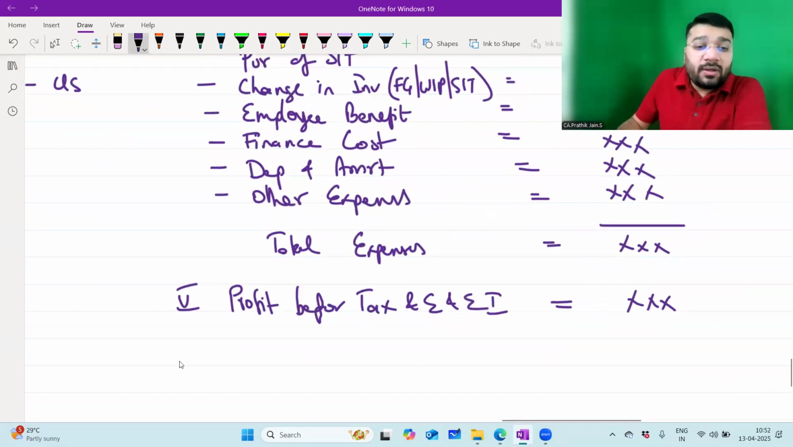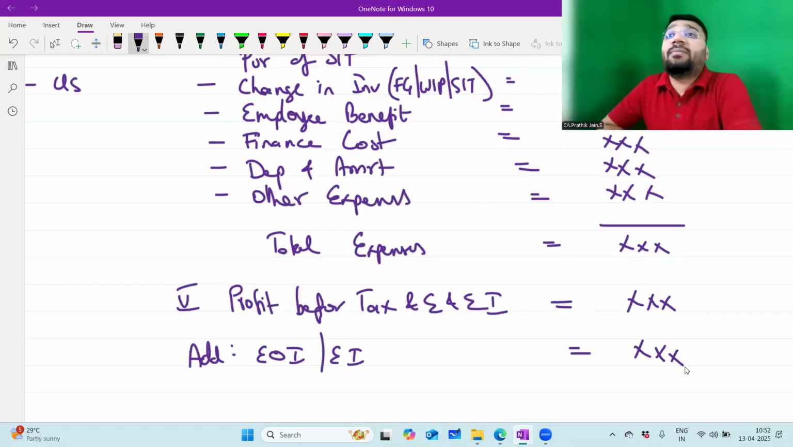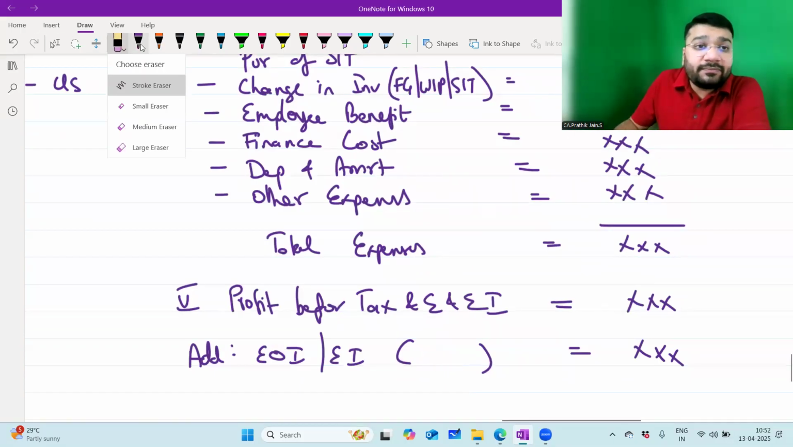With that, what do we do? Add extraordinary items or exceptional items. Example of extraordinary items: insurance claim money received from the insurance company for either loss of goods by fire or loss of assets by fire. Extraordinary item which is income in nature. To be very honest, it's not income, it is gain. The money that you have gained. Okay.